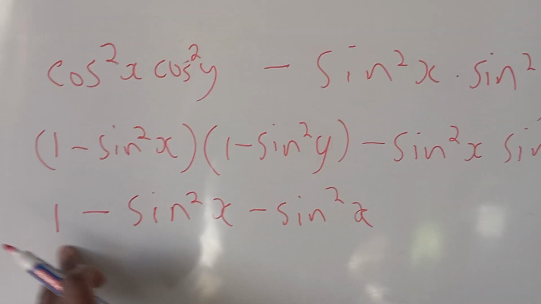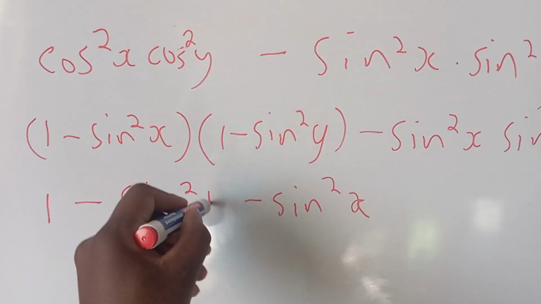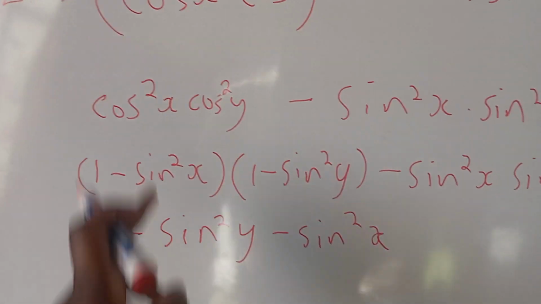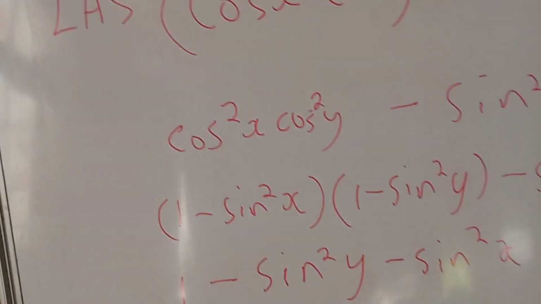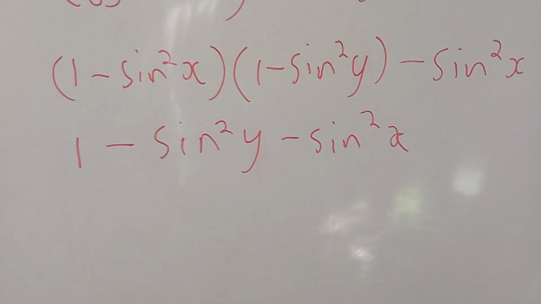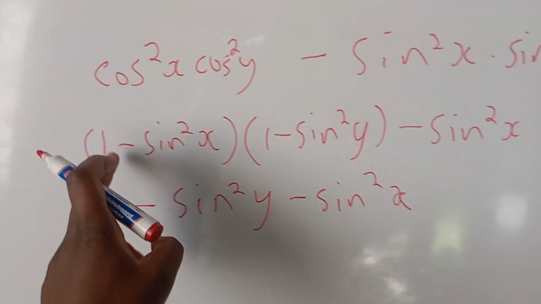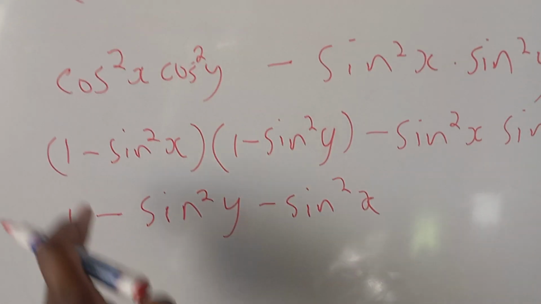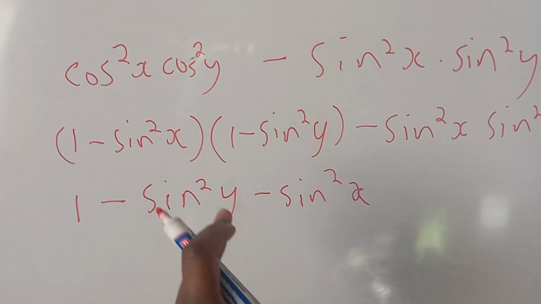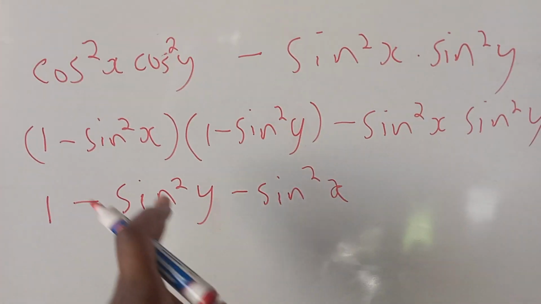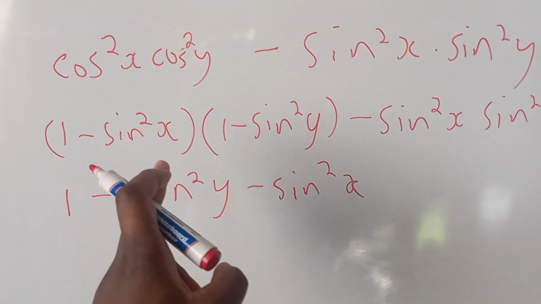So we're going to have 1 minus sine squared y, right? Because here we are converting cos squared y. So this is what we'll be having. We'll be having 1 minus sine squared y. So it's 1 times 1 gives us 1. 1 times negative sine squared y gives us minus sine squared y. And then it's going to give us minus sine squared x.